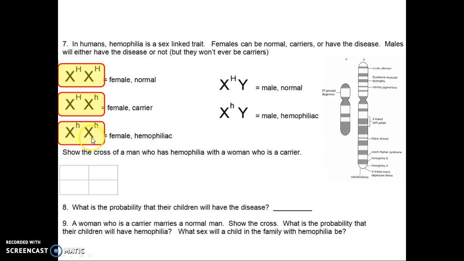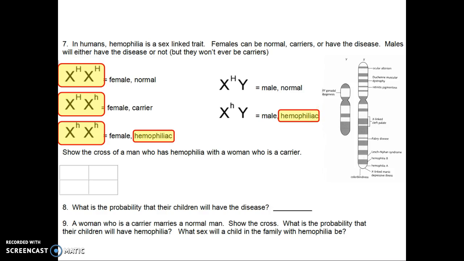Remember where we said this female here got two copies of the gene and has hemophilia. Over here, guys, you can either get the dominant gene and a Y, or you can get the recessive gene and the Y and have hemophilia. So that's how this works.